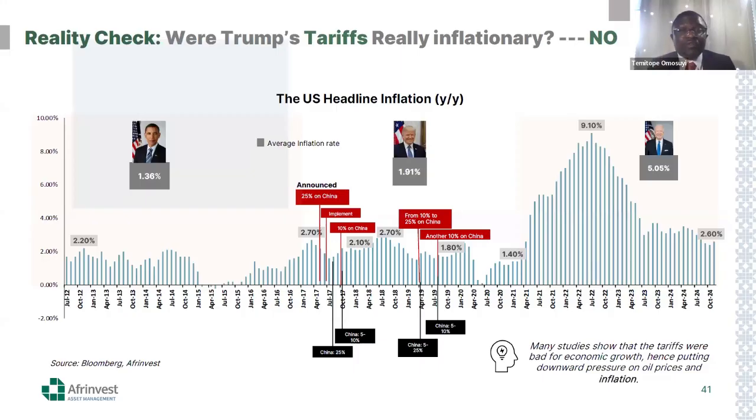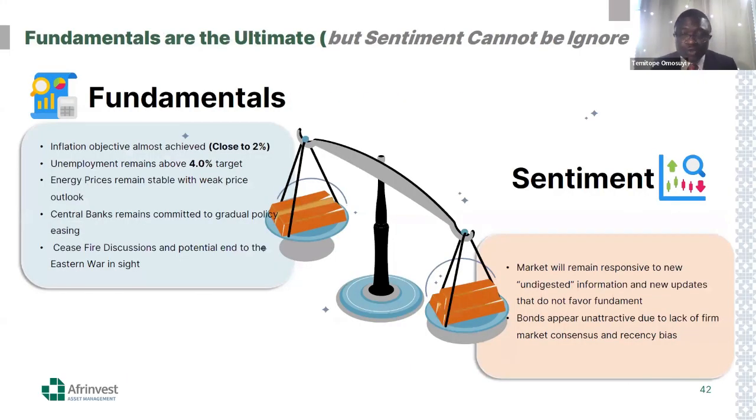immediately Donald Trump got to the Oval Office, he announced about 25% tariff on China, and we saw a couple of those all the way down to 2019. But if you look at the inflation trajectory, it just hovered around 2%. As a matter of fact, if you compare the average inflation under Donald Trump with Barack Obama, you see that it just went up slightly. It was still within the 2%.